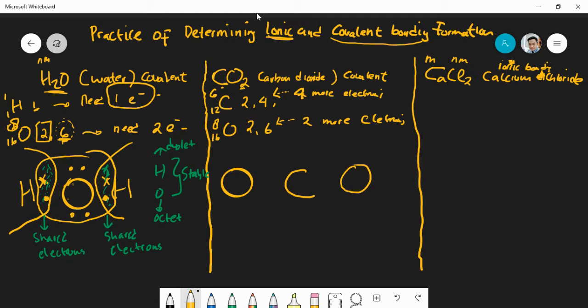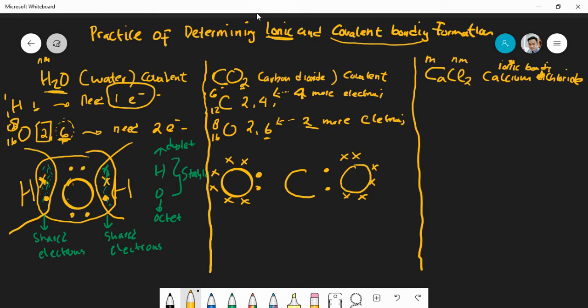Oxygen has 6 valence electrons, so you go 1, 2, 3, 4, 5, 6. In here also 1, 2, 3, 4, 5, 6. And then as you can see, each oxygen needs 2 more electrons. So you're going to take the electrons from carbon, of course. This is electron from carbon, and this is electron from carbon as well.